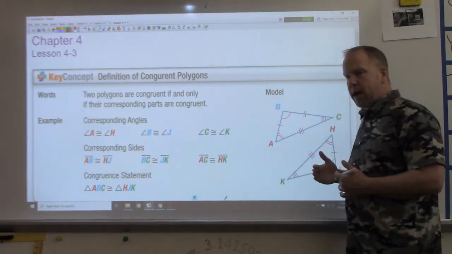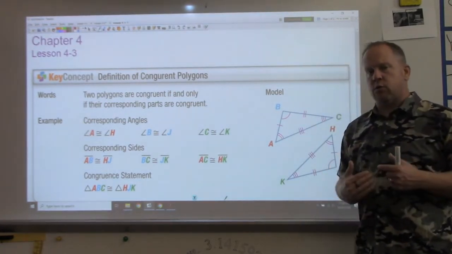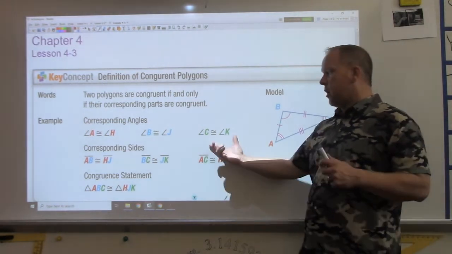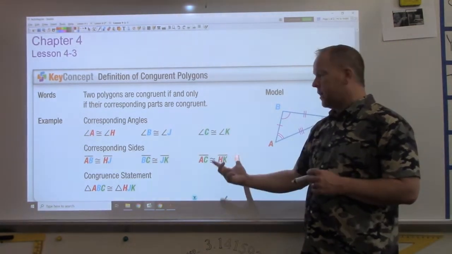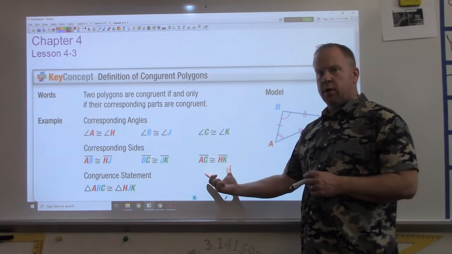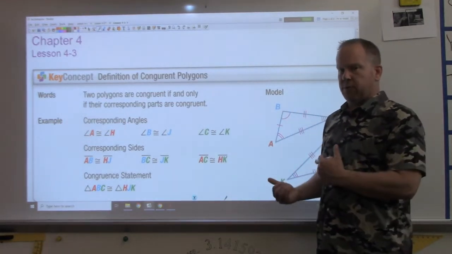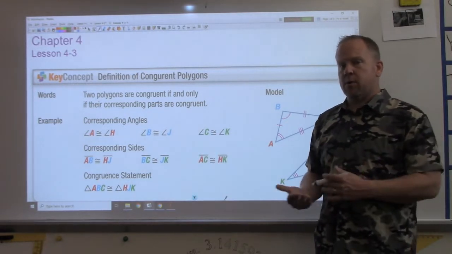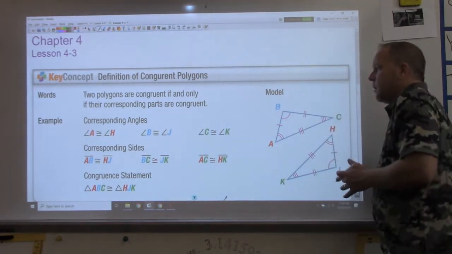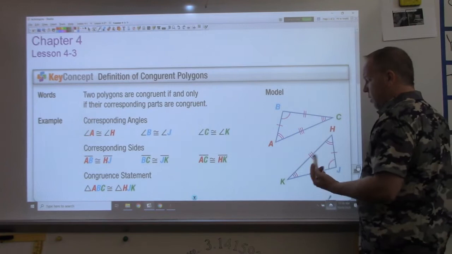Here I have two triangles, so I'm going to have 3 pair of corresponding congruent angles, and I'm going to have 3 pair of corresponding congruent sides. If you have an octagon, you're then going to have 16 different pairs. 8 pairs of sides, 8 pairs of angles. Okay? So looking at my diagram, they are already marked.